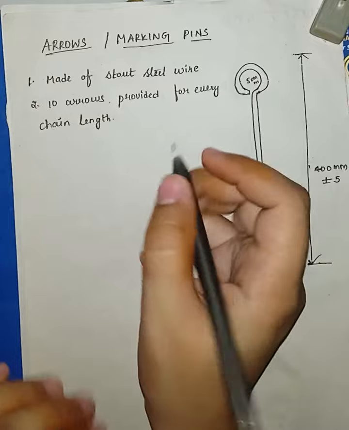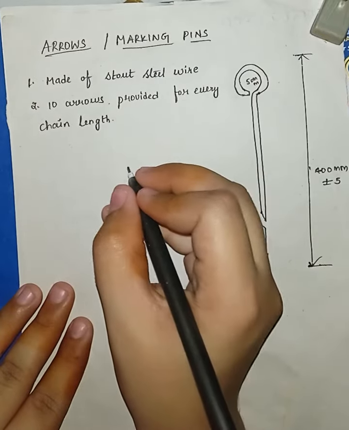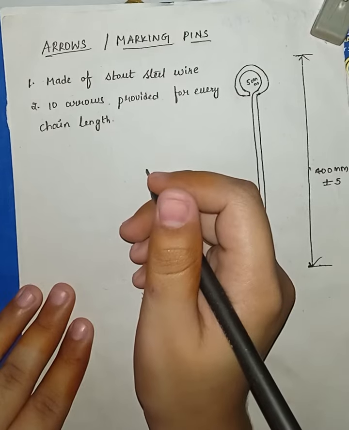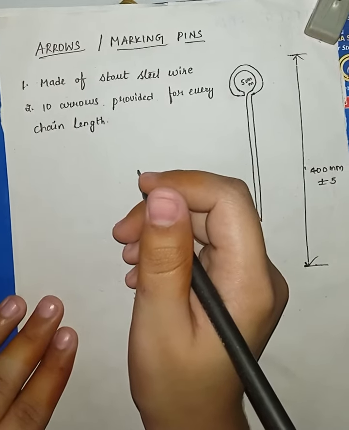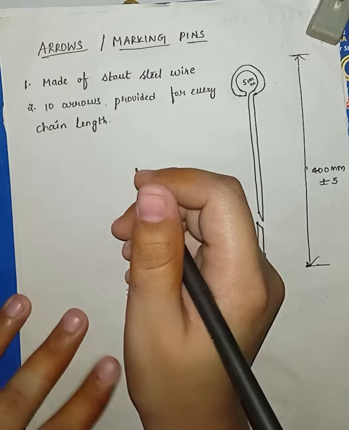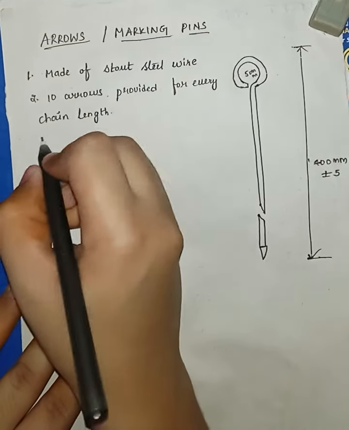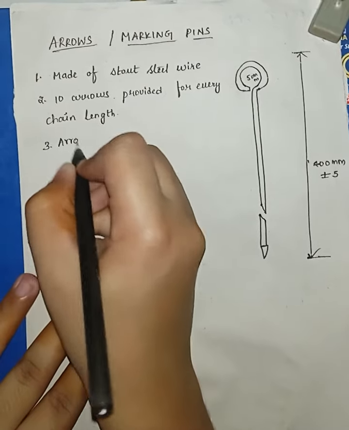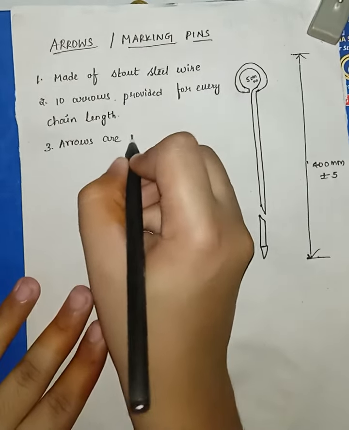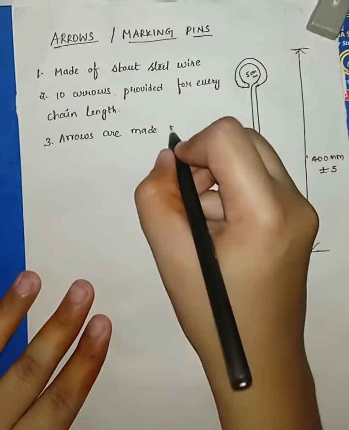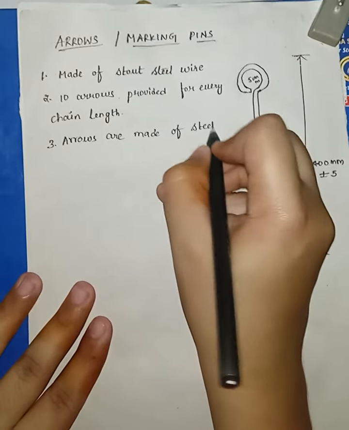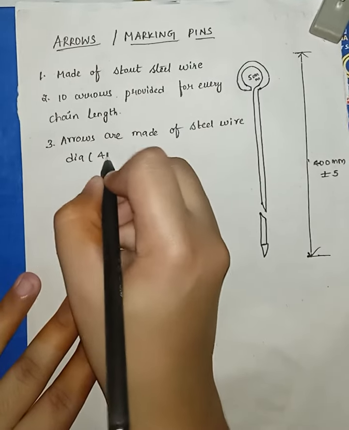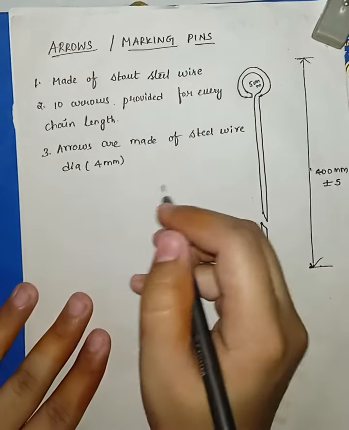What is the purpose of the arrow? After measuring each and every length on the ground, we are inserting one arrow in the ground. The arrows are made up of good quality hardened and tempered steel wire, 4 mm in diameter, and are black enameled. The arrows are made of steel wire. What is the diameter of the steel wire? The diameter of the steel wire is 4 mm and these arrows are black in color.